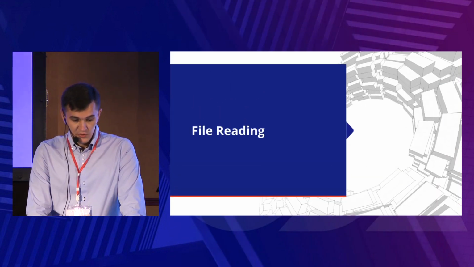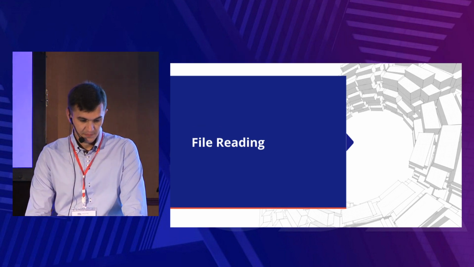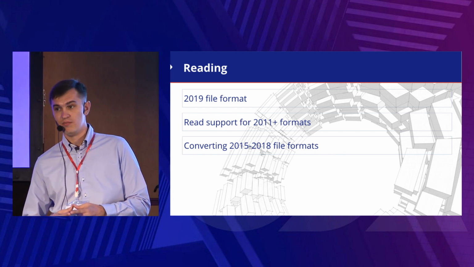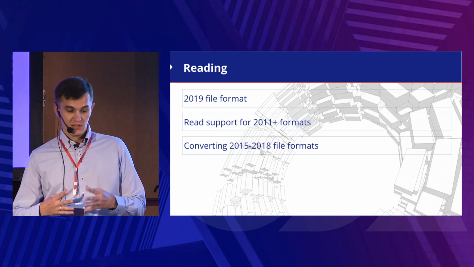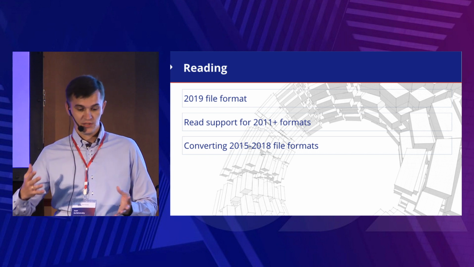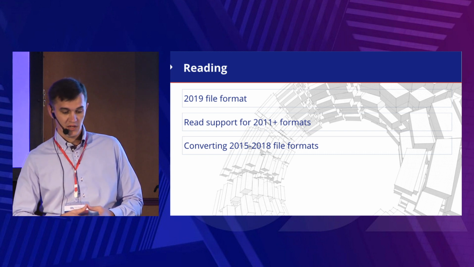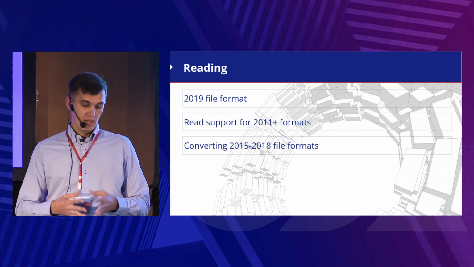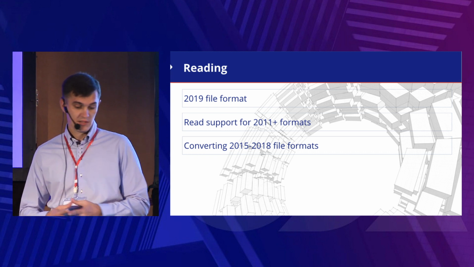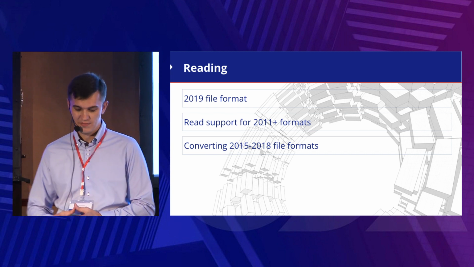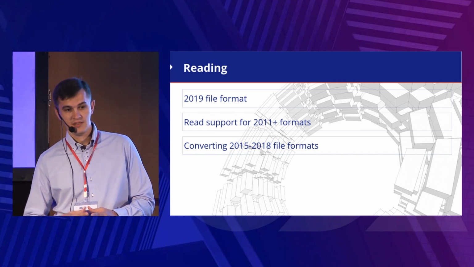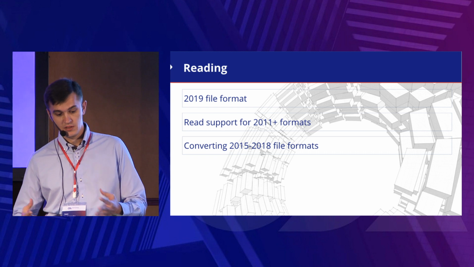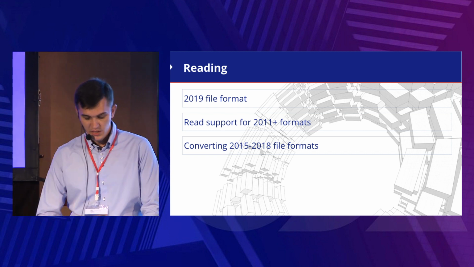So let's start with reading of the files. We implemented support of the new 2019 file format. Currently it's our base file format, and other file formats should be converted to our base file format. Currently we can convert files starting from 2015 file formats, and we can read RFA and RVT files starting from 2011 formats. We also updated the API of our classes according to the latest file formats, and this was published in the latest update.